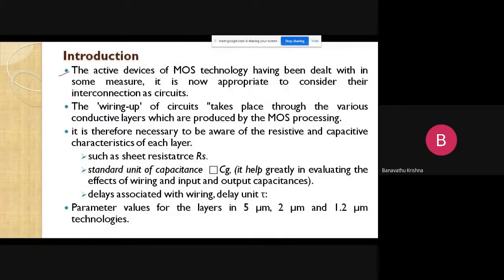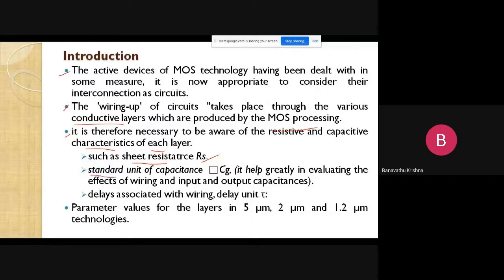The first point is that the active devices of MOS technology have been dealt with in some measure. It is now appropriate to consider their interconnections as circuits, right? The wiring up of circuits takes place through the various conductive layers produced by MOS processing, and it is therefore necessary to be aware of the resistive and capacitive characteristics of each layer, right? Such characteristics are, one, sheet resistance, denoted as Rs.